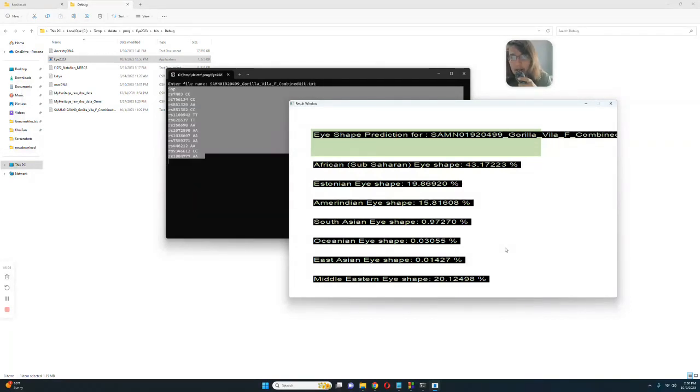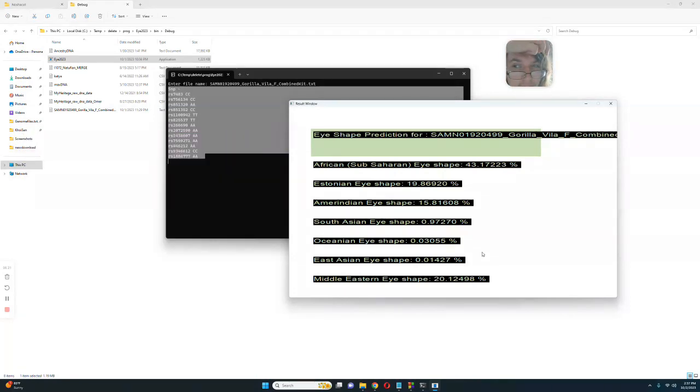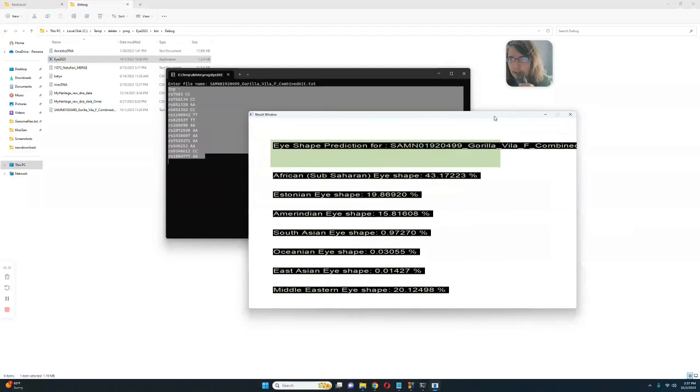East Asian and Oceanian eye shapes are very different from gorillas. Gorillas have kind of small eyes, but they have big upper eyelids. You see this? Double eyelids. They got double eyelids. East Asians don't really have that. Okay. Interesting.